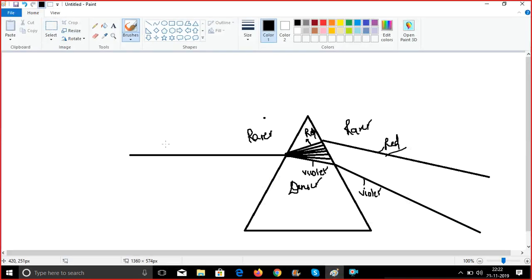So we say it's a monochromatic light, which is a single color. So it gets refracted the same like this. If I remove all these things, this happens with the yellow color. But yellow remains yellow.